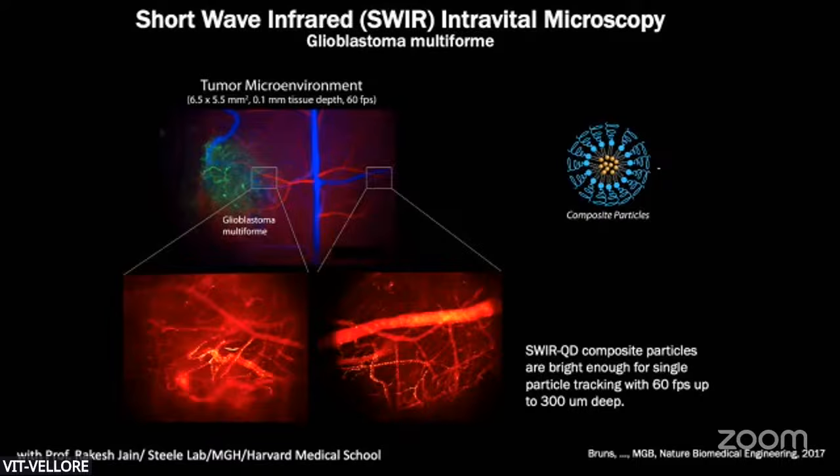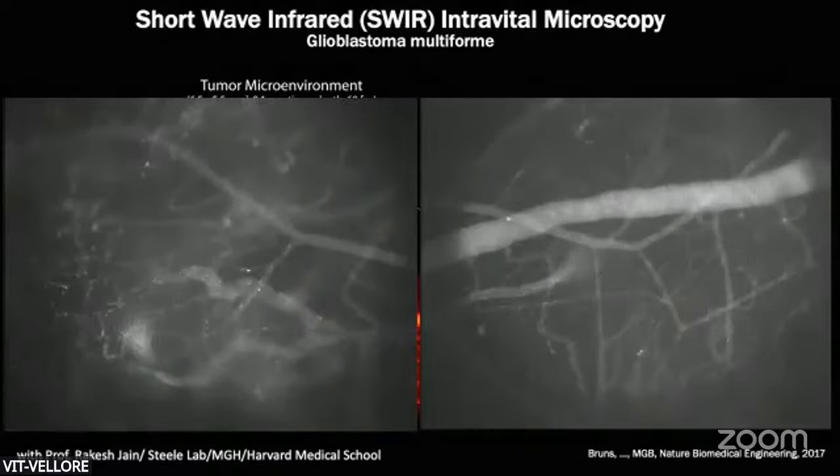Then we created these composite particles made up of quantum dots. The whole composite particle is about 100 nanometers in size, which is small enough that it can go into the blood stream of the animal, but big enough that we could actually see them individually in the microscope. And so when you do that, you see the bright spots in the microscope. On the left side here is the tumor, and on the right side here is the healthy brain.